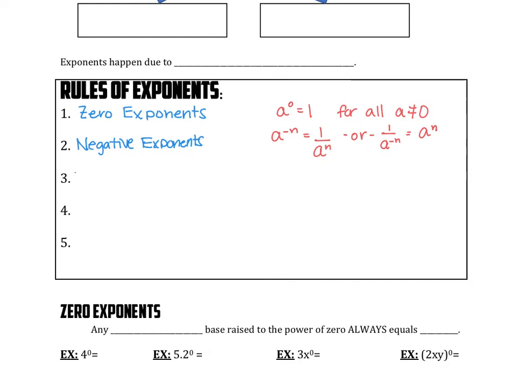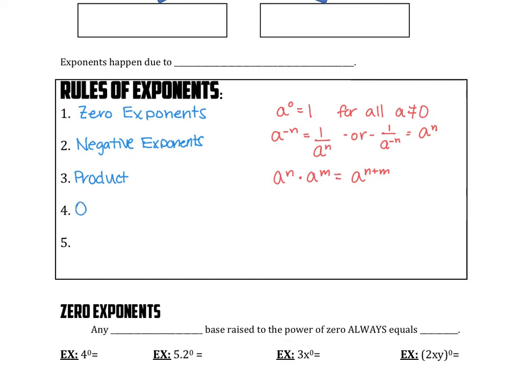And then we looked at our product rule. Remember, product is the answer to a multiplication problem. So if we had a to the n times a to the m, where the bases are the same, then we add their exponents.